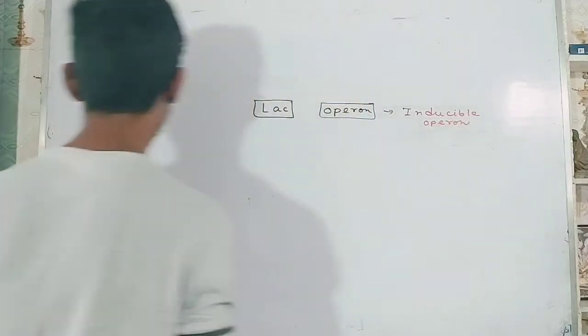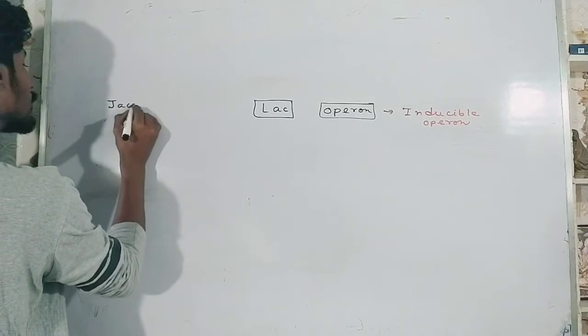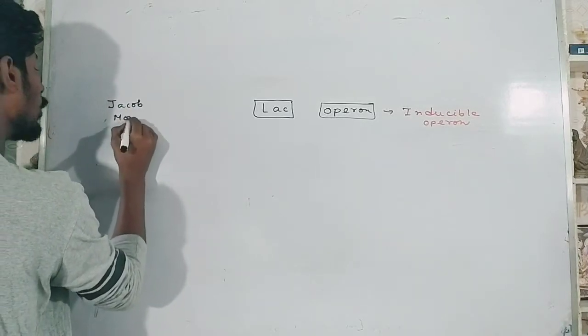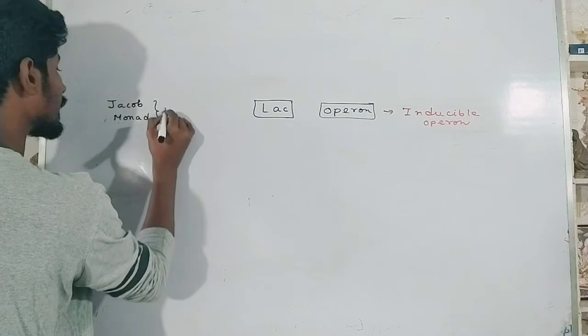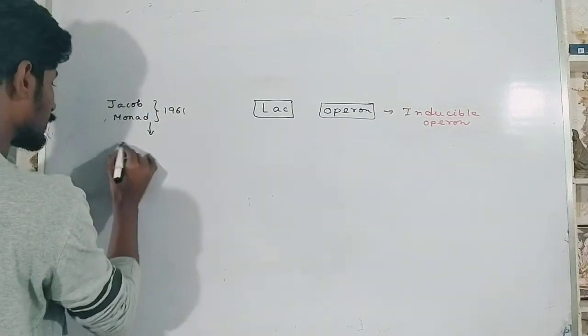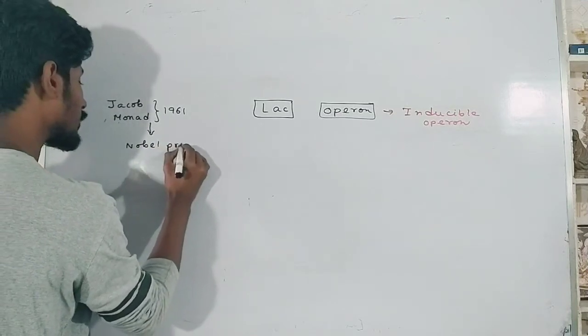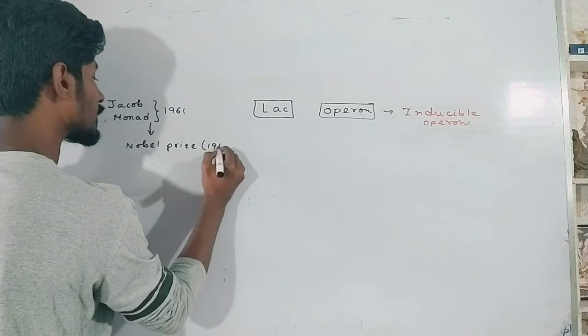Now this operon was first observed by Jacob and Monod in 1961, and they were awarded the Nobel Prize for their contribution in 1965.